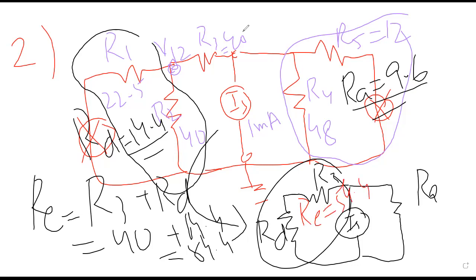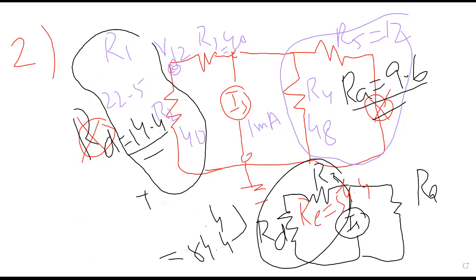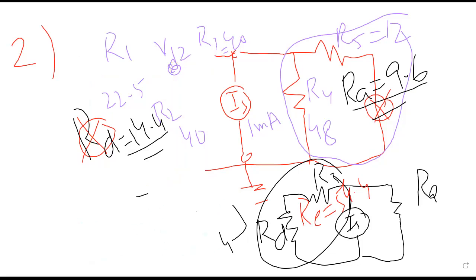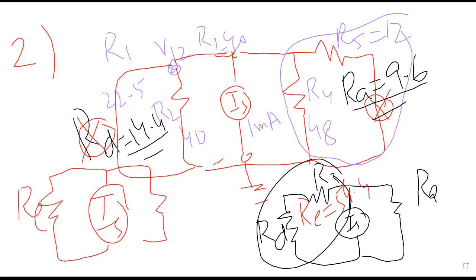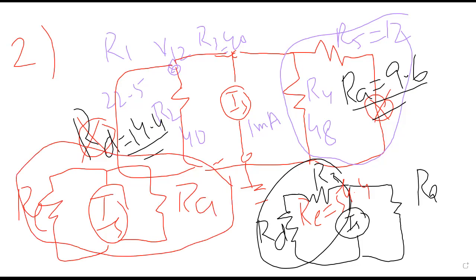So now there is a new shape of my circuit. This shape will be like that: this is my IS, here is my RE, and here is my RA. So this is my simplified circuit for this equation.